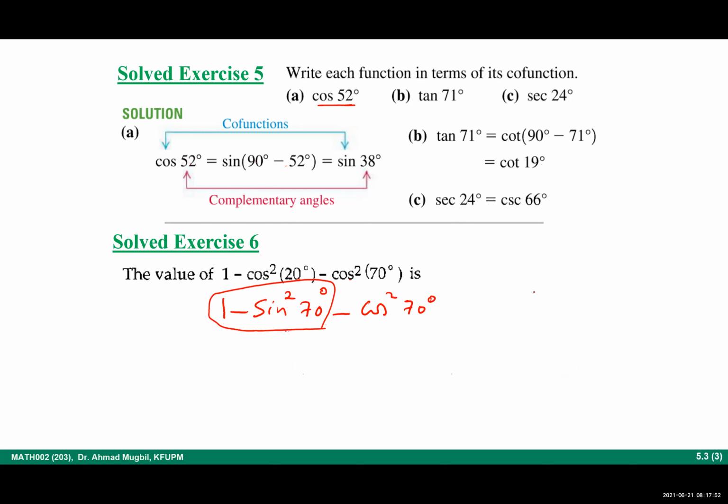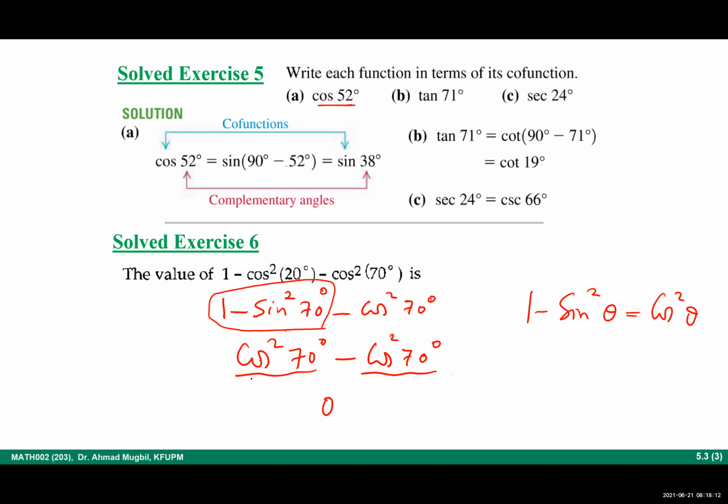What is 1 minus sine squared theta for any theta? It is cosine squared theta. So this is cosine squared 70 minus cosine squared 70. So what is it? 0. The same expression minus the same expression.